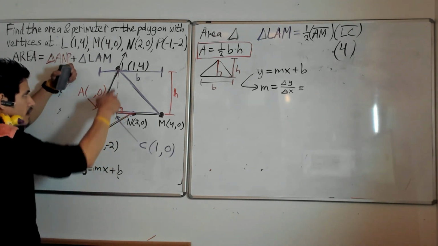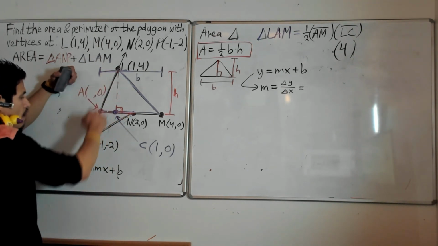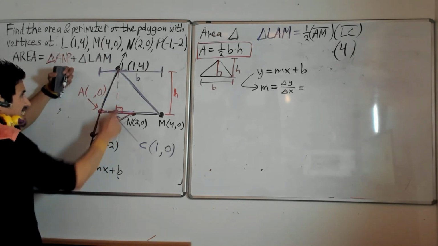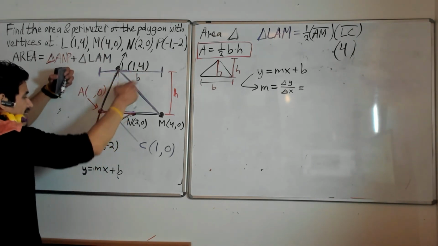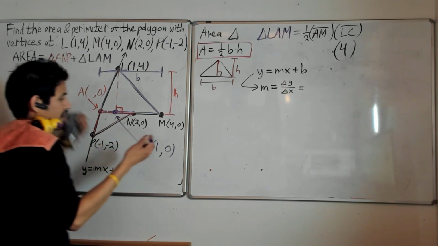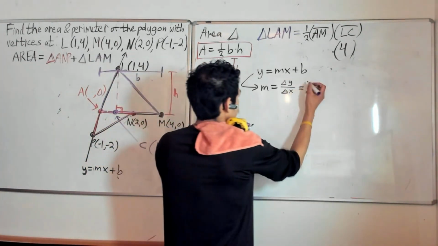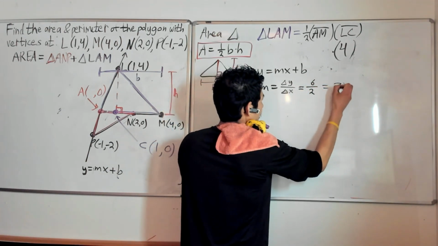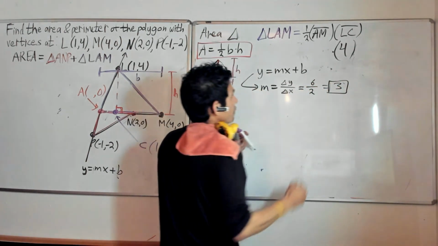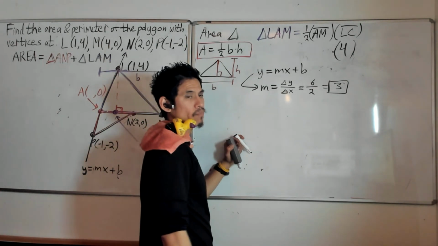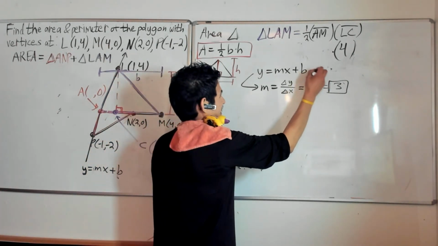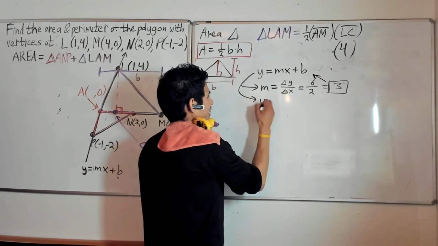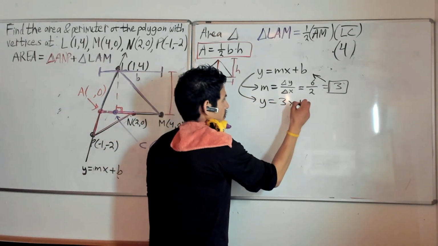So y equals mx plus b. The slope from P to L, we go up 6 from -2 to 4, and to the right 2. So this will be 6 over 2, which will be 3. Recycling this back into here, we can write y then is 3x plus b.